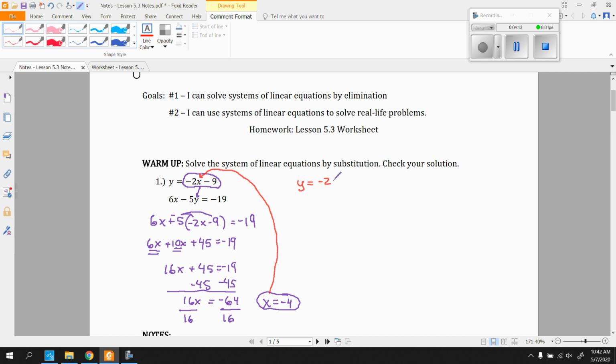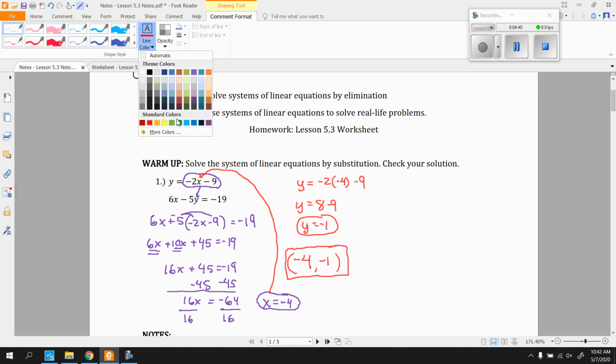So negative 2 times x, which we're saying now is negative 4, minus 9. So negative 2 times negative 4 equals positive 8, minus 9. So we're saying y equals negative 1. Okay, so I like my answer. I don't think I made any mistakes: negative 4, negative 1. That's the last part, we're not done, but I can do that.